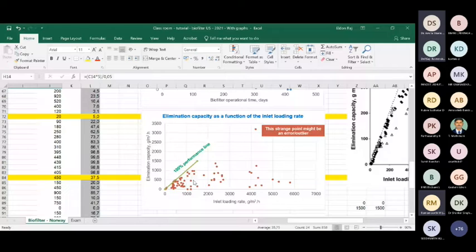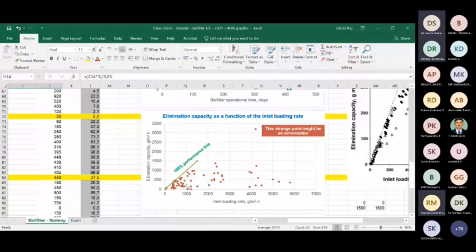Okay, so if you look at this curve, in my opinion, this reactor has a critical loading rate of 1000 gram per cubic meter hour. So 1000 gram per cubic meter hour is the design load for this biofilter. If you exceed that, obviously you will get very low performance, and we don't want a system with low performance. So this load of 1000 or maybe 1300 is called the critical rate of the biofilter.